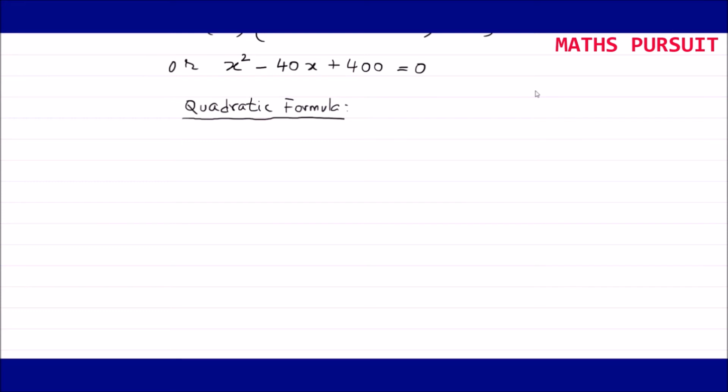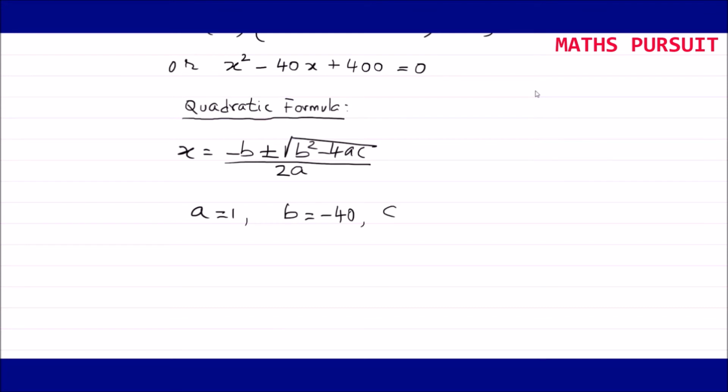Now the quadratic formula is given by x is equal to minus b plus or minus root of b square minus 4ac, over 2a. Now let us derive the values of a, b, c from the above quadratic equation. So from the above quadratic equation, a is equal to 1 because the coefficient of x squared is 1, b is equal to minus 40, and c is equal to 400.